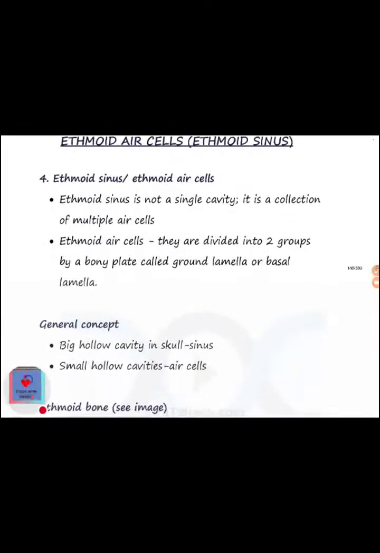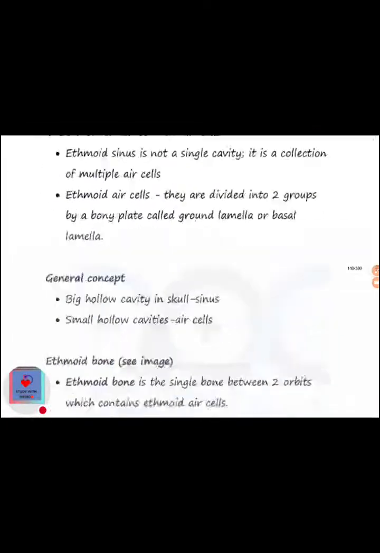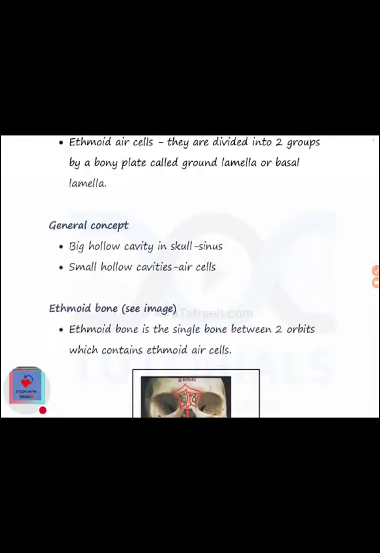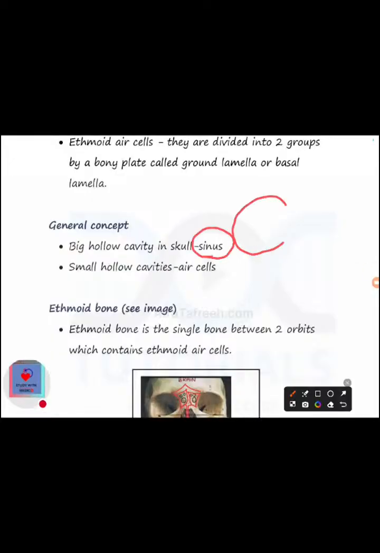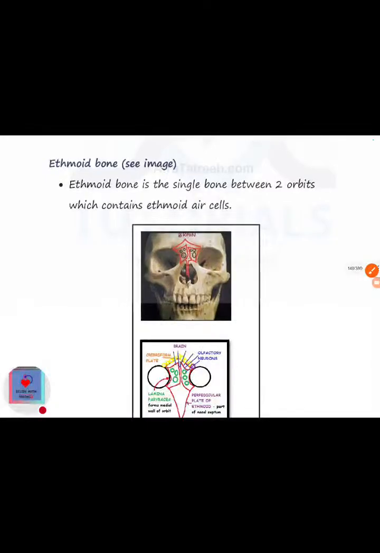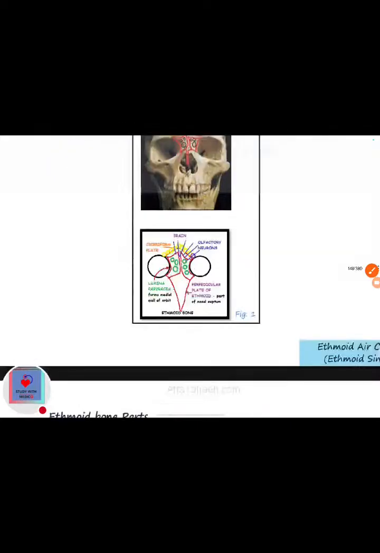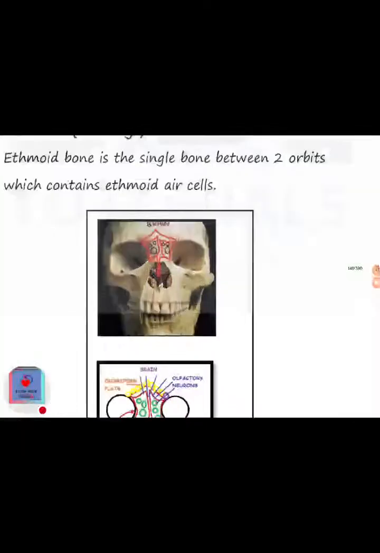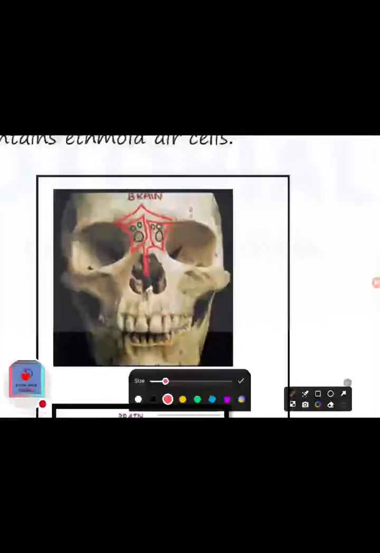So why are we calling them ethmoid air cells? Why are we not calling it the ethmoid sinus? Why have we given both names? Because sinus means a big hollow cavity, and air cells means small cavities. The ethmoid bone is a single bone between the two orbits. This bone is the ethmoid, which contains ethmoid air cells. You see here, this is all ethmoid bone, and here you can see the small air cells.